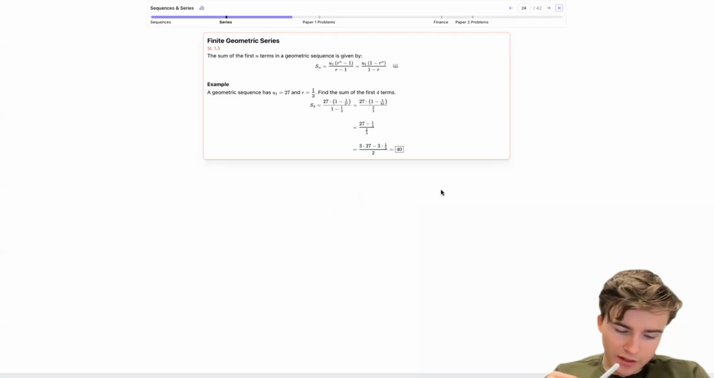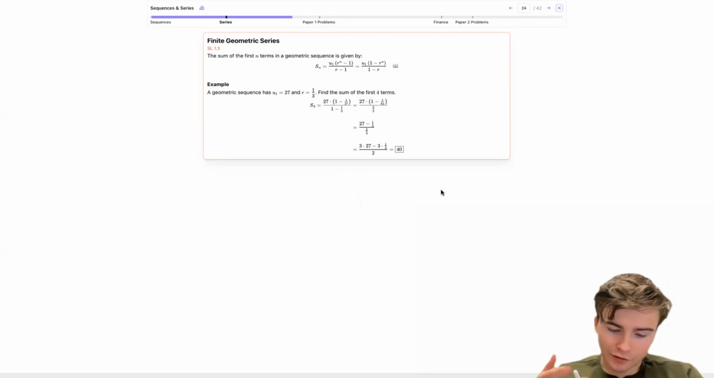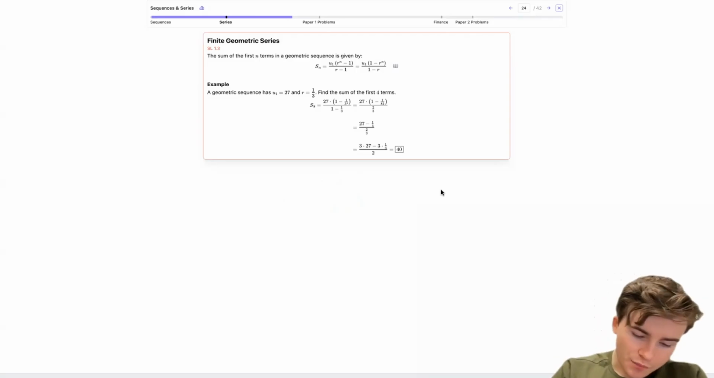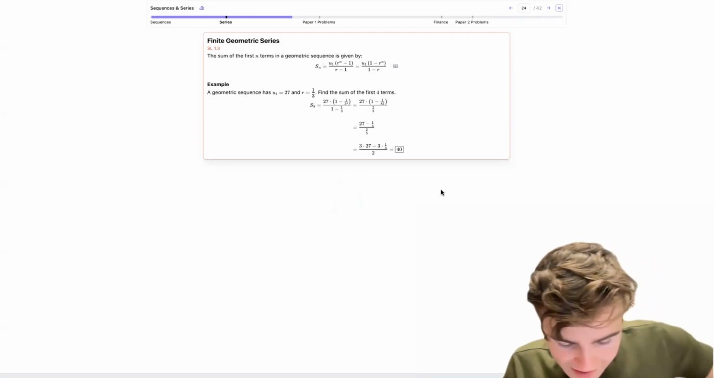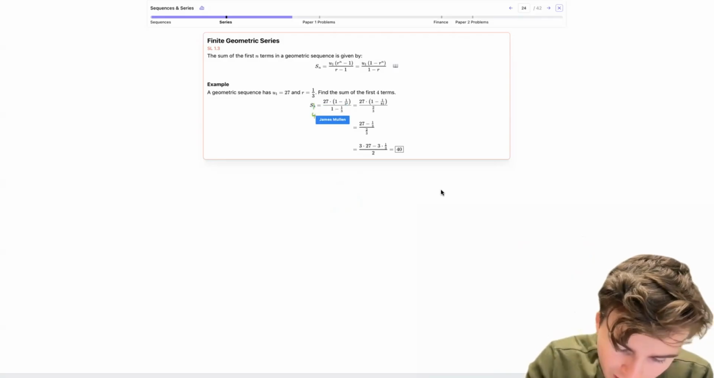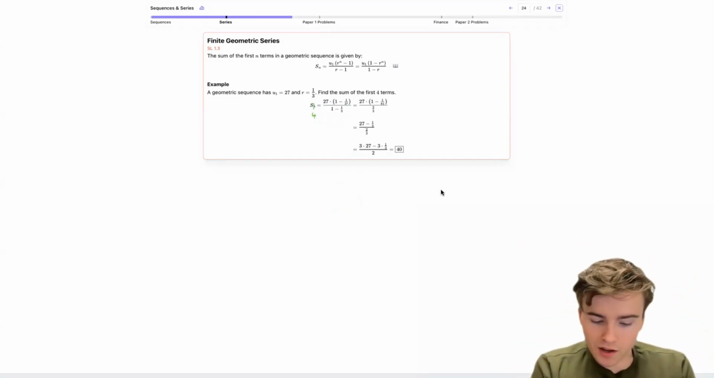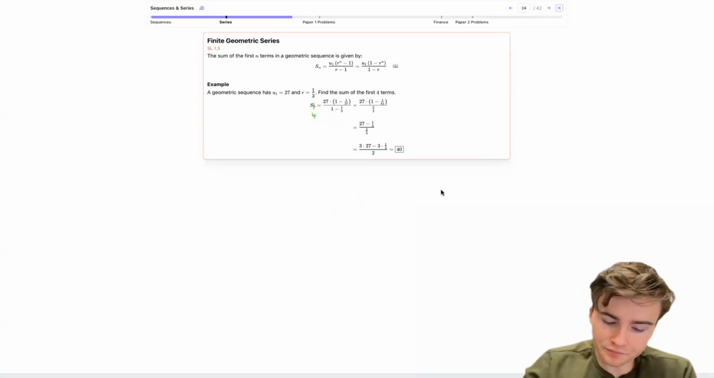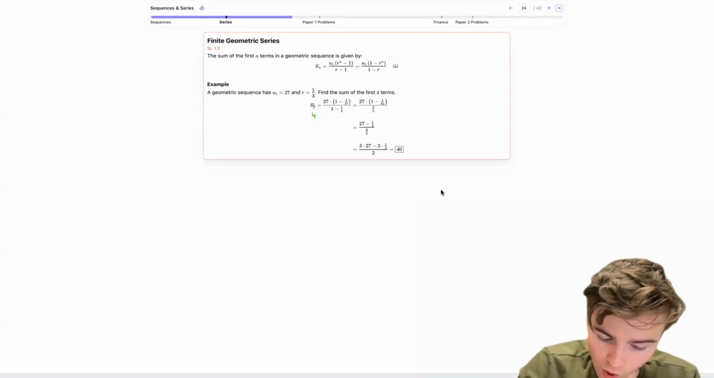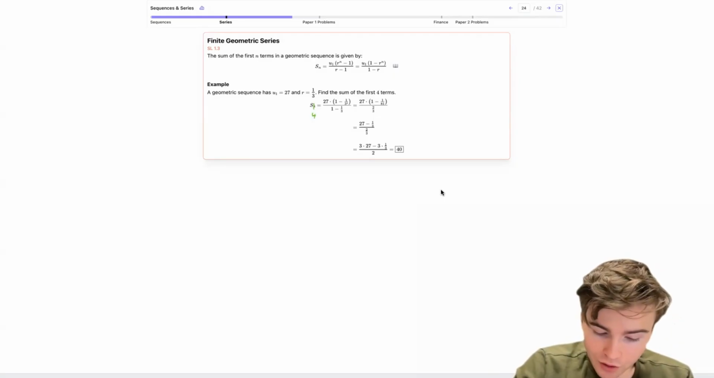If I have a geometric sequence with a first term 27 and common ratio 1/3, then find the sum of the first four terms. Okay, so I don't know why I wrote S8 there. That's supposed to be S4. So S4 is equal to 27, the first term, times, I do 1 minus my common ratio to the power of 4, so 1 over 3 to the 4. And then in the denominator, I have 1 minus r, so just 1 minus 1/3, and that becomes 2/3. And that becomes 27 times 1 minus 1/81, all divided by 2/3.